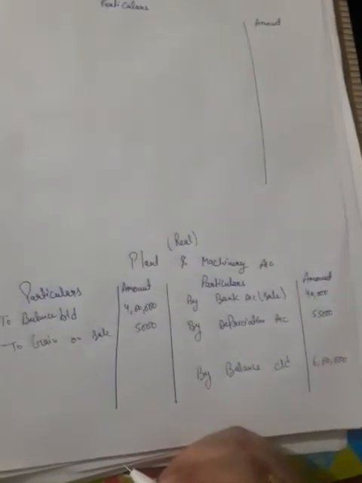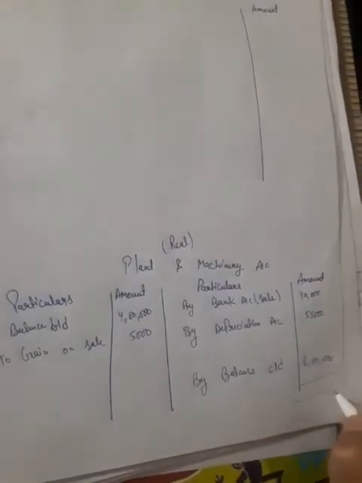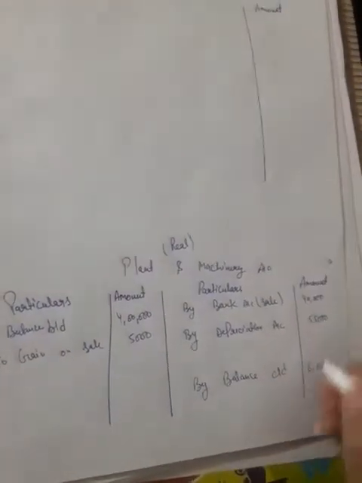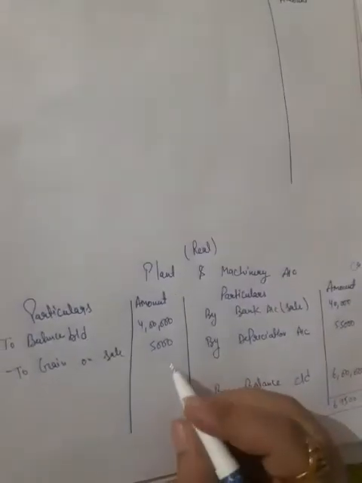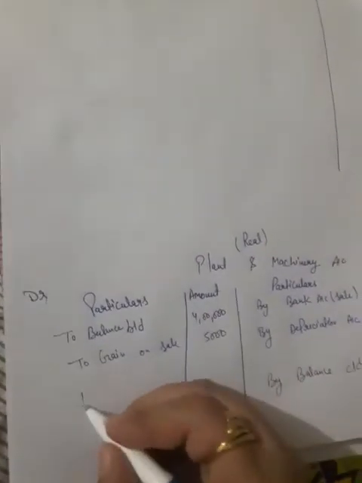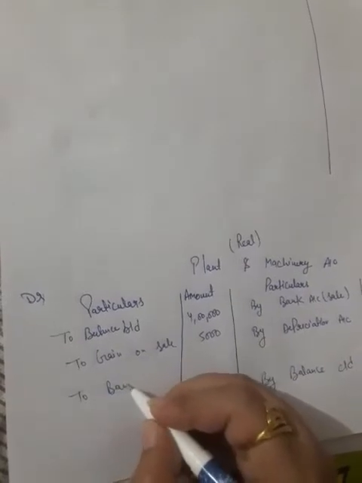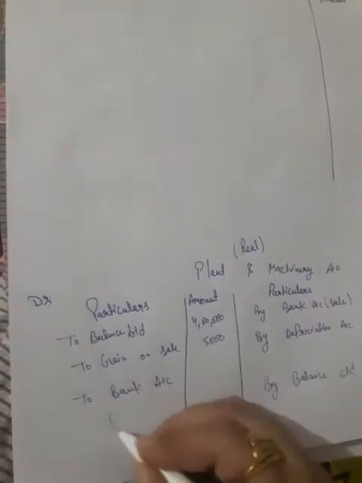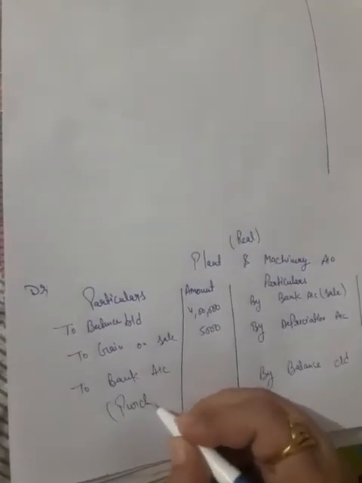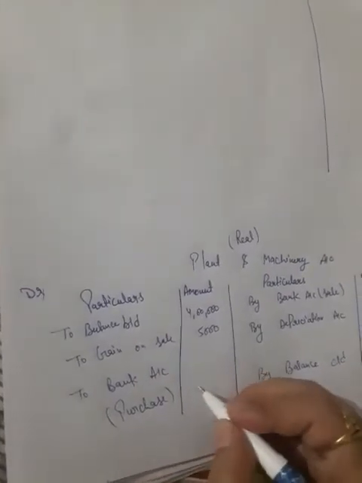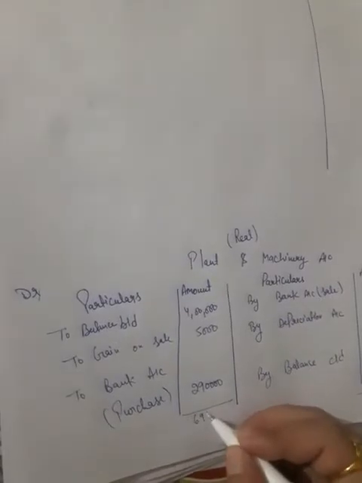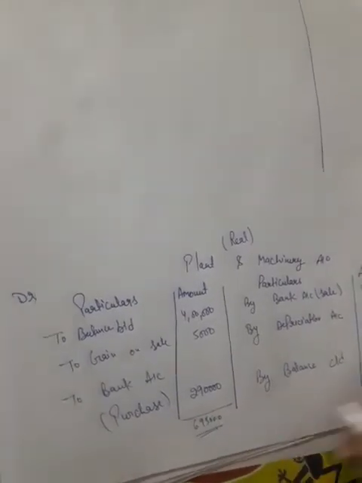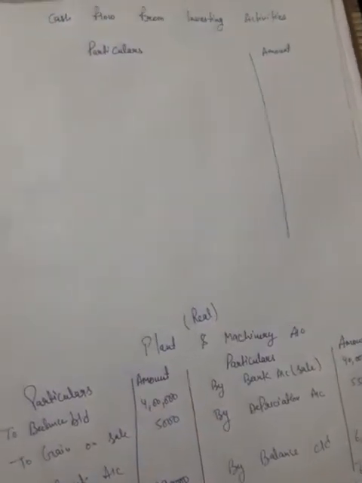Now we will calculate the balancing figure. Credit side total is 6,95,000. Debit side total is 4,05,000. So the remaining balance is your purchase amount. The balancing figure will be considered as purchase, so your purchase amount is 2,90,000. Now we can prepare our investing activity with the help of this.